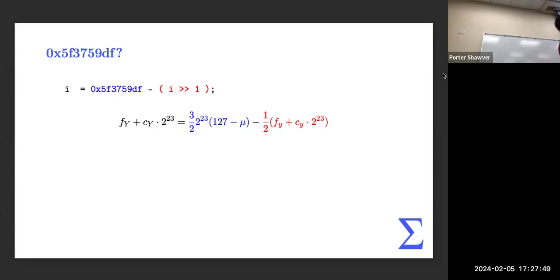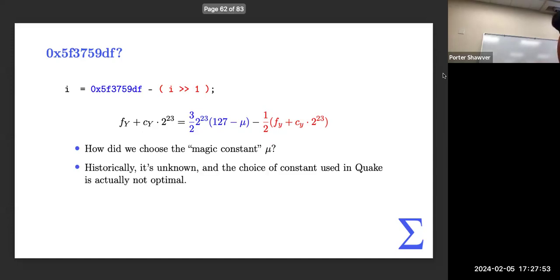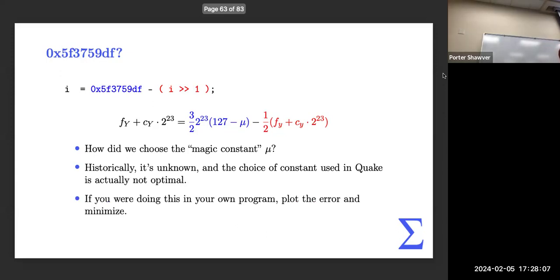So how did the Quake authors come up with that mu? They didn't really. They just guessed a number that was close enough and they took it. It works out well enough. The error that you get, no matter what mu you choose, as long as it's somewhat reasonable, is still going to be quite tiny with this approach. We'll talk about that a little bit. If you wanted to do something like this by yourself, ideally take the mu, do your algorithm, and then vary mu and plot what is the error that I'm getting.